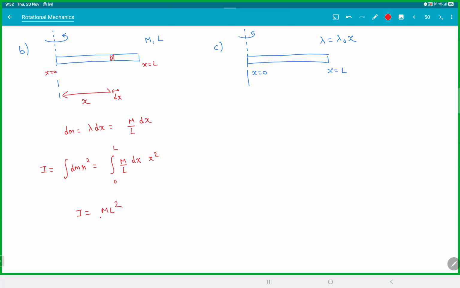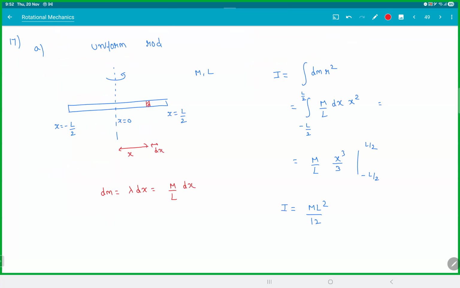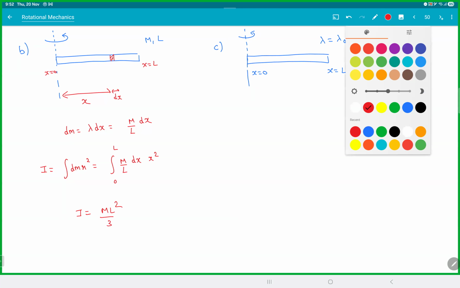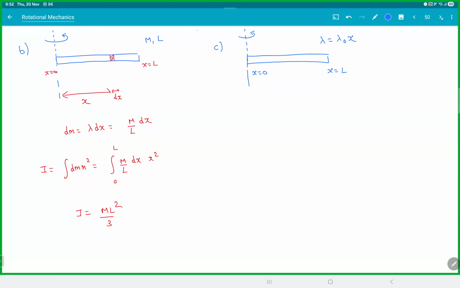And you can notice this. Understand the meaning of this. If you try to rotate the rod by catching it in the center, and if you try to rotate the rod by catching it on the edge, it is 4 times more difficult to rotate the body by catching at the edge. That's the meaning of it. The moment of inertia is 4 times more. It's 4 times more difficult to catch the body about the edge and rotate.